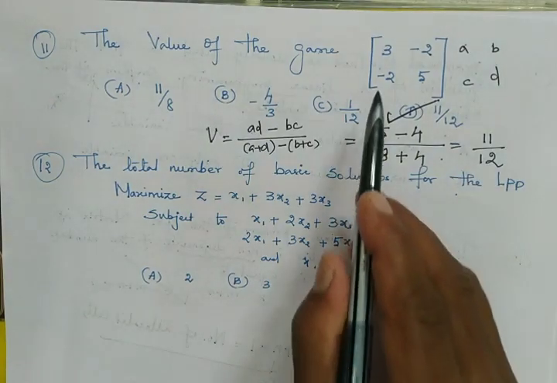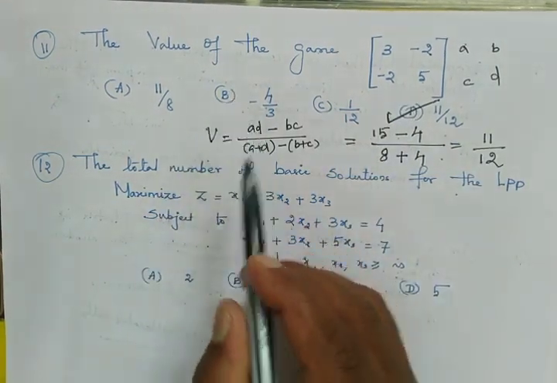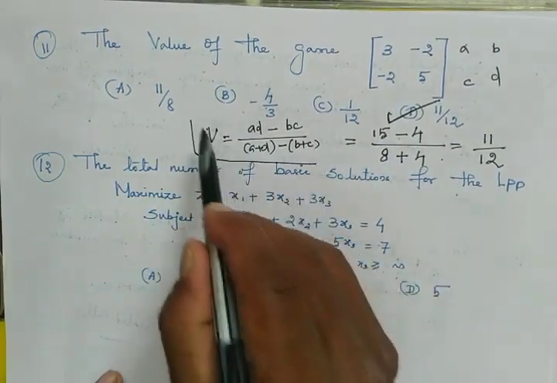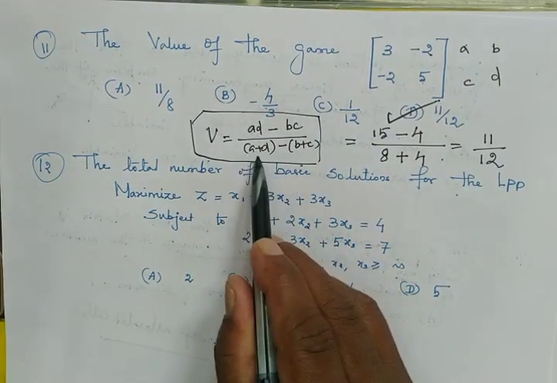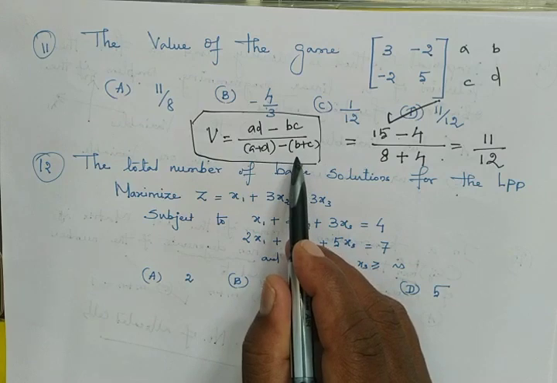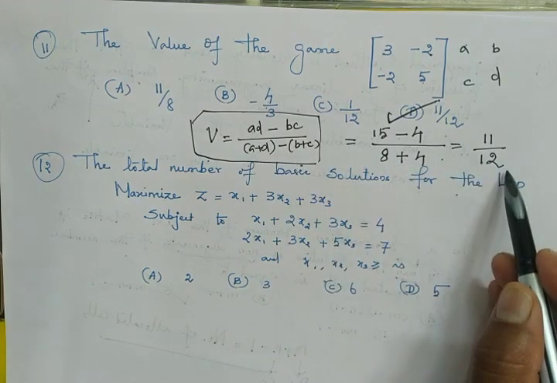So whenever a 2 cross 2 problem comes to find the value of the game, you must remember the small formula: V equals AD minus BC divided by A plus D minus B plus C. Applying this, you get the result 11 by 12.